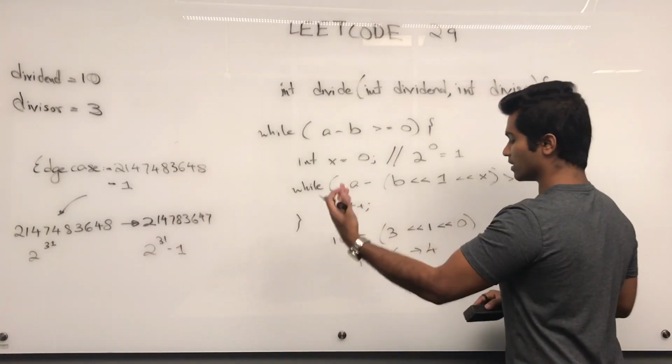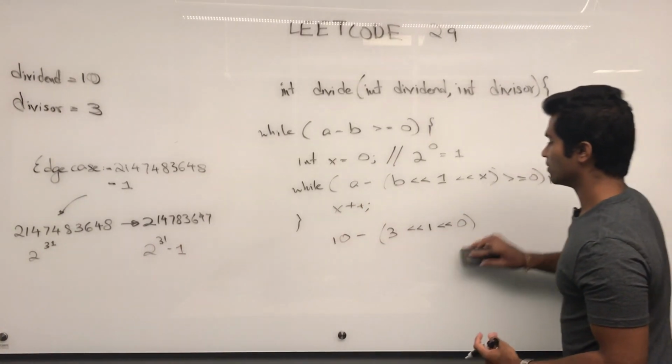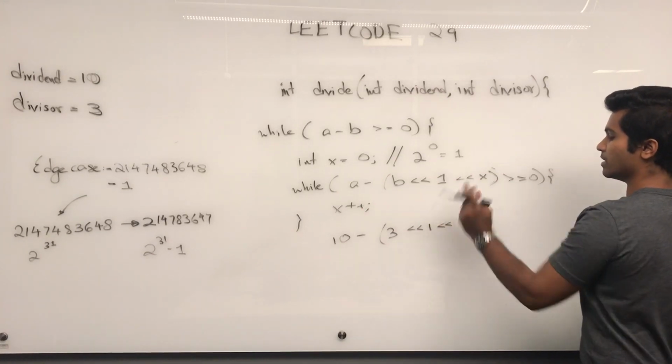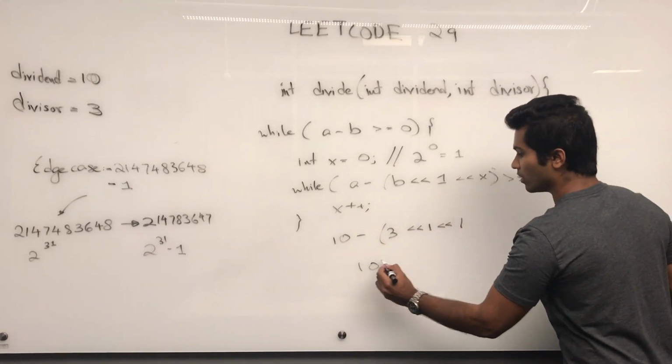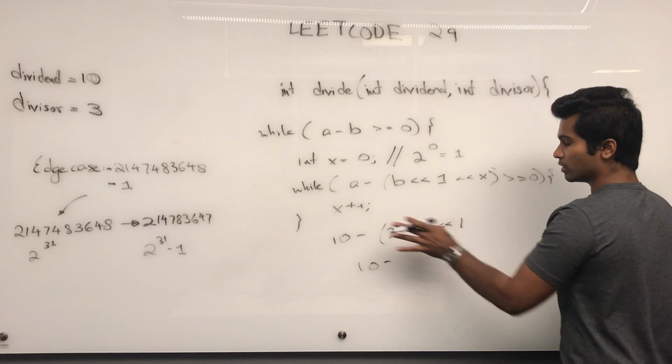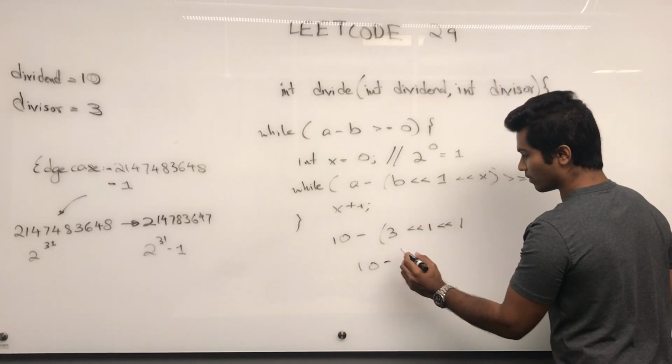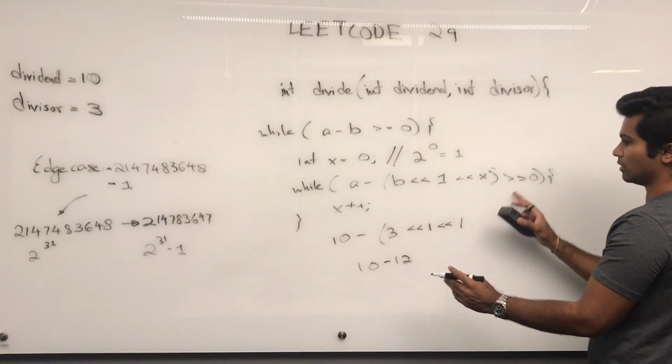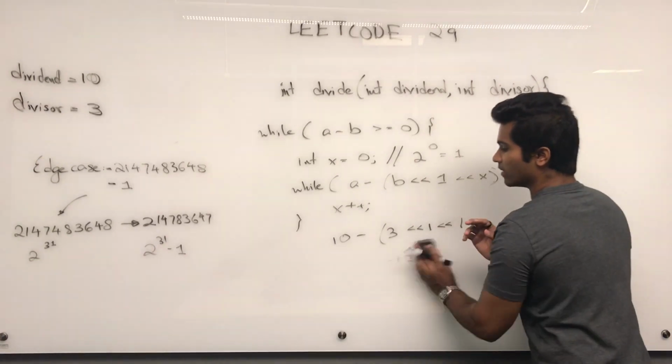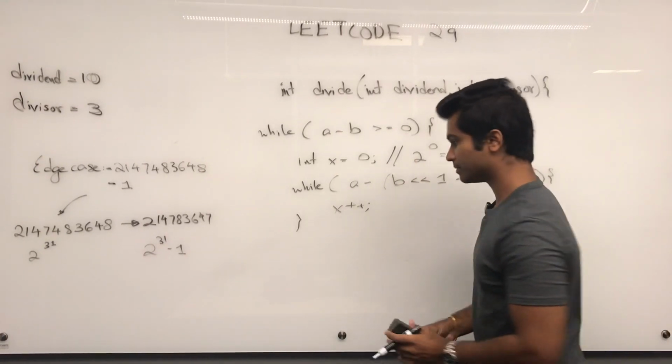Now, x gets incremented again. Next go, the x is going to be here, checked again here. Now, when 3 gets shifted over to the left twice, it's going to check for 12, and this is not greater than or equal to 0, so we don't go in here. At this point, x is equal to 1.